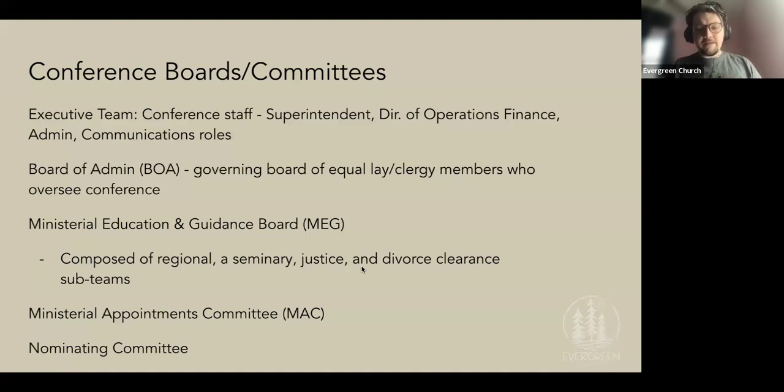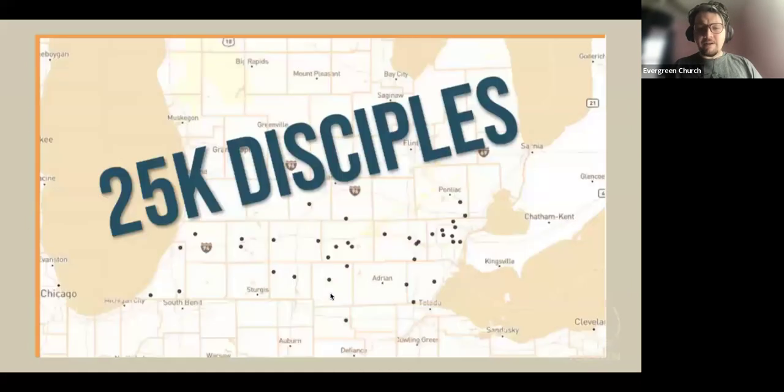There's the MAC, or the Ministerial Appointments Committee. They're the group that every year, if there's pastors who are retiring or there's a pastoral transition, the MAC is the one that's prayerfully discerning across the network who needs to go to that church to serve and to lead that community.